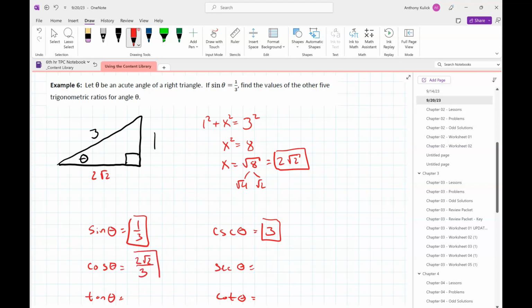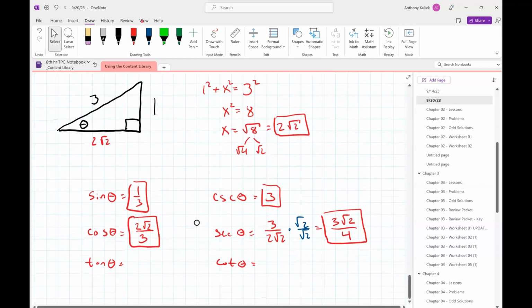Yup, that happens. And secant should be what? Great. Is that the final answer though? No. What do we need to do? Yep. Multiply the top and bottom by root 2. So the top becomes just 3 root 2. And what's the bottom become? 2 times 2 or 4. Yes. Wonderful.